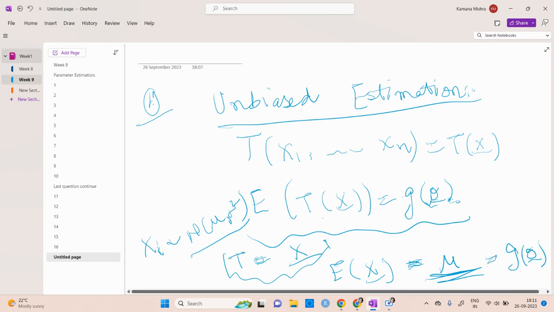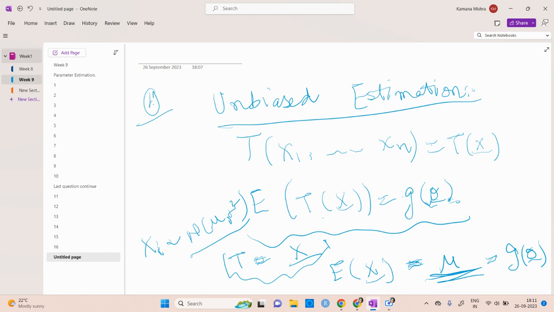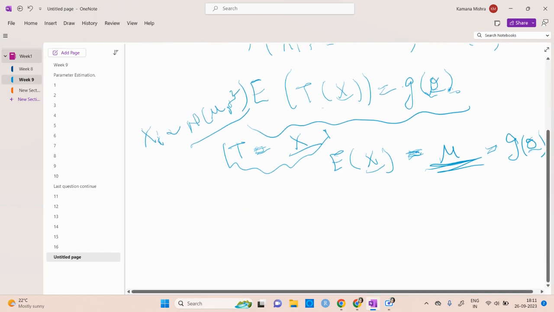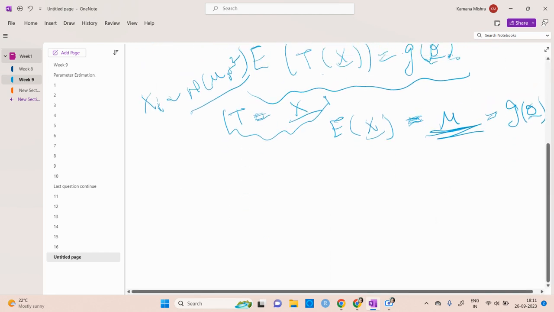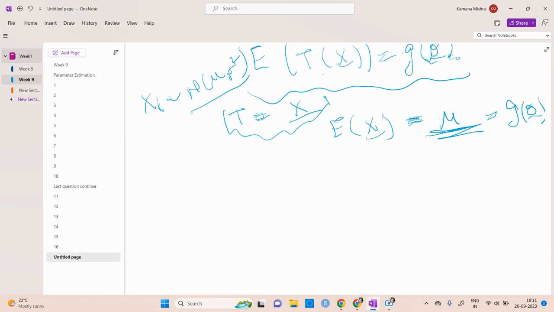Okay. So what we are saying is that we are checking for this theta, or g(theta), whatsoever it is. This is a function of mu. So this is what we call an unbiased estimator. This is just an example. And then if we have, let's say, E of T(x bar) equal to g(theta) plus b(theta).